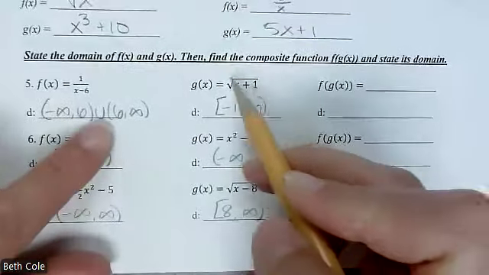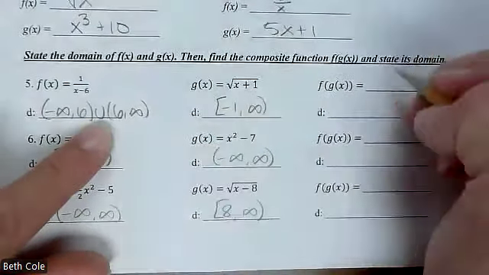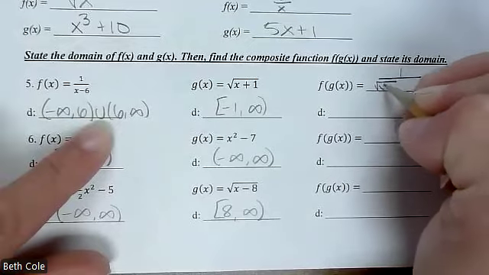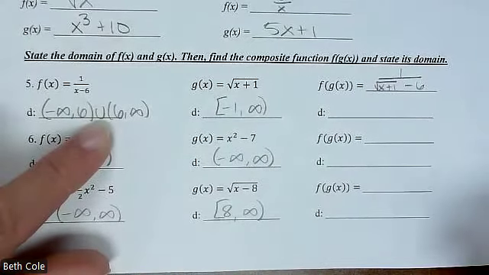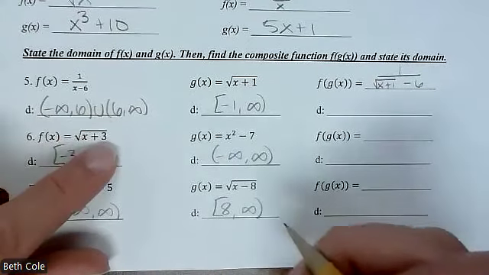So f of g for all of these. G gets plugged into f. All right, so this square root x plus 1 gets plugged in over here. It is going to look like this, and you cannot combine anything, so that's great. Just do nothing. Be lazy, all right?